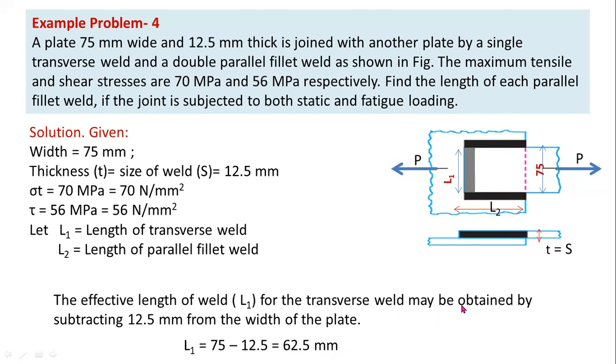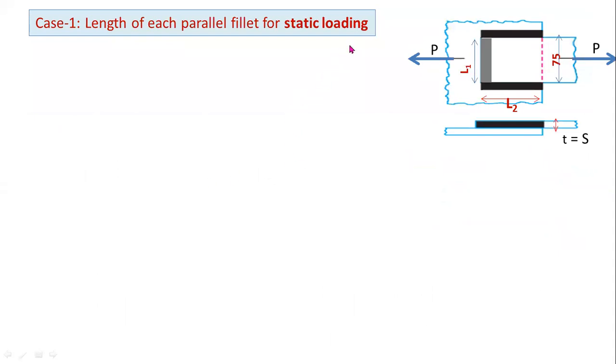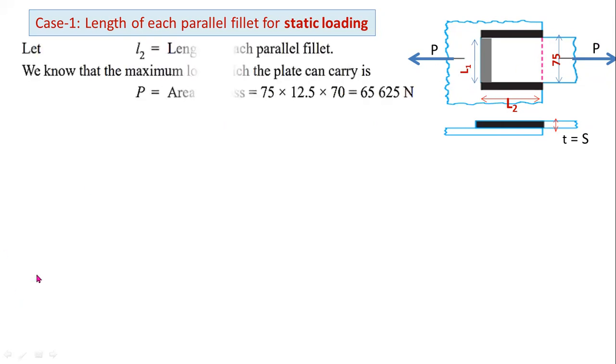After that, you have to determine the length of the parallel fillet weld, L2. In case one, you have to consider static loading. L1 we already got, and L2 is the length of the parallel fillet weld, so you have to determine the value of L2. Here you can observe the thickness of the plate, t, equals the size of the weld. Here P is the tensile load, and the value of P is obtained from welding area into stress. We already know the value of tensile stress, sigma t.